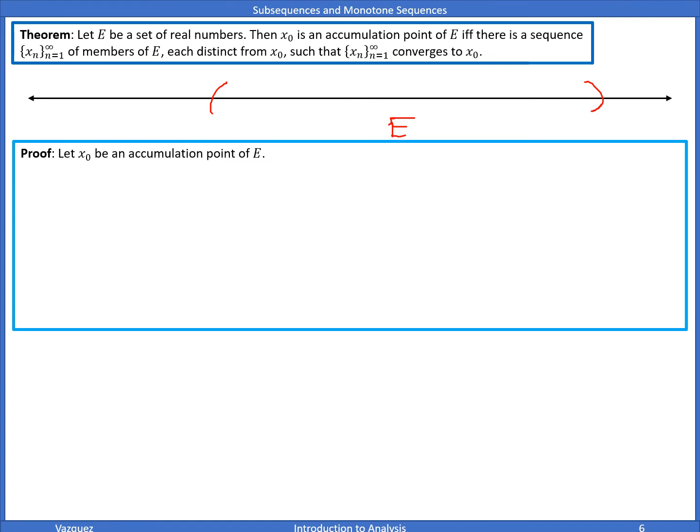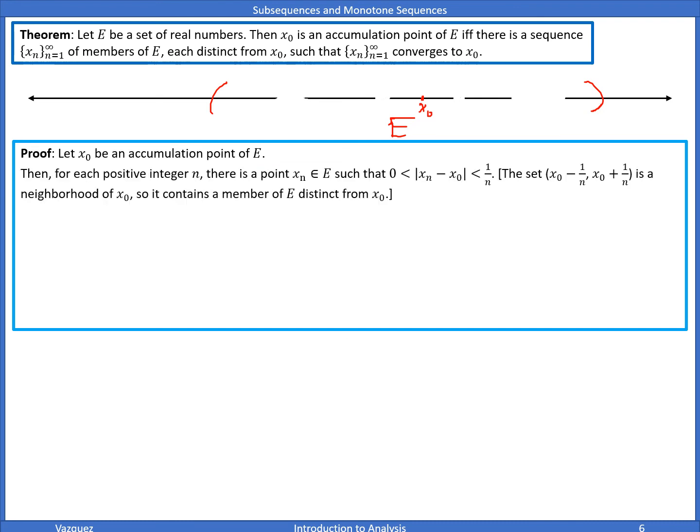Okay, and you know what? For the heck of it, I'm just going to delete some of this line because maybe we don't want to include all the points of the line. So I'm just going to do it like this. So all those points are deleted from our set E. E is that set. And we're going to let x naught, in this case here, be an accumulation point of E. Notice how there's points to the right and to the left of it.